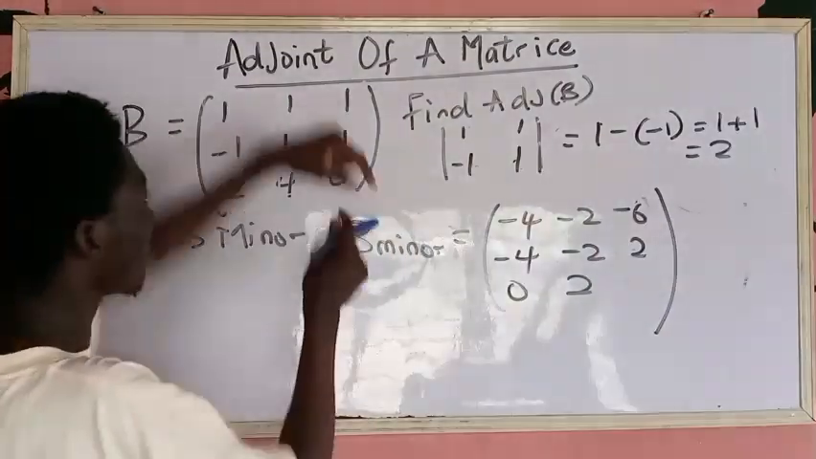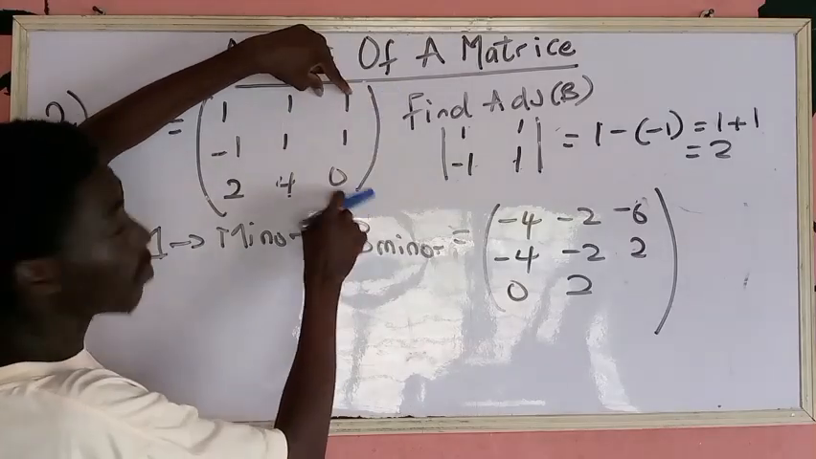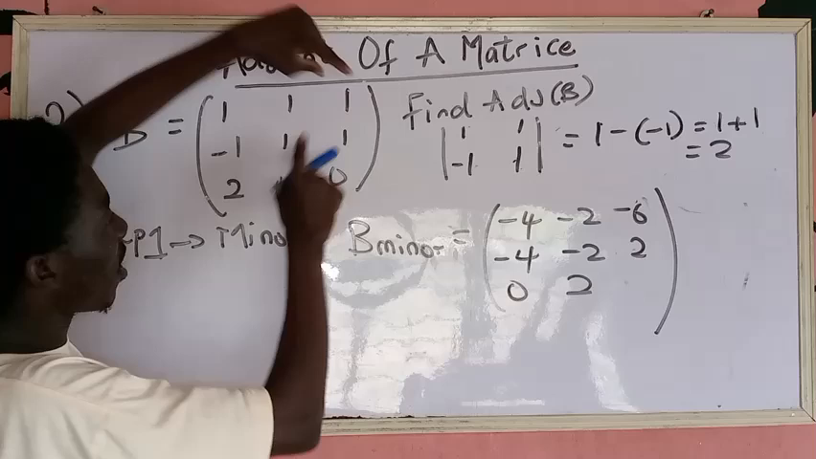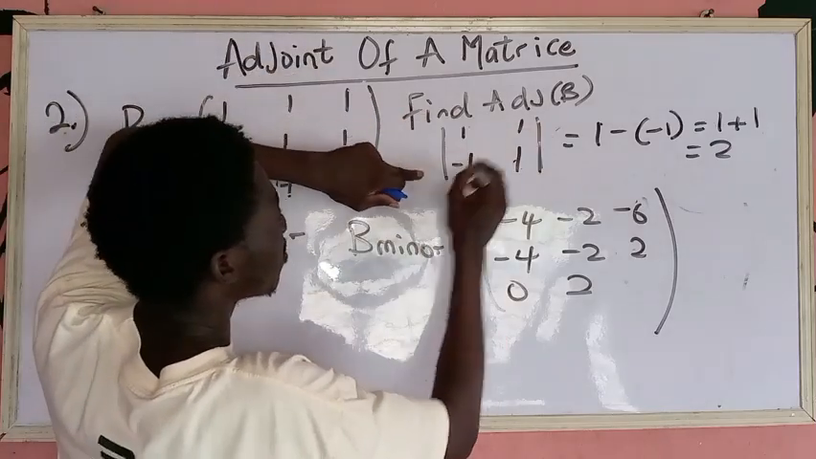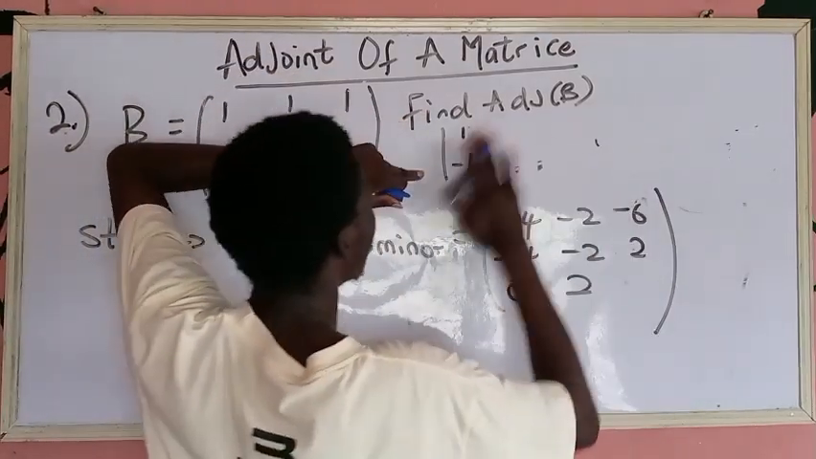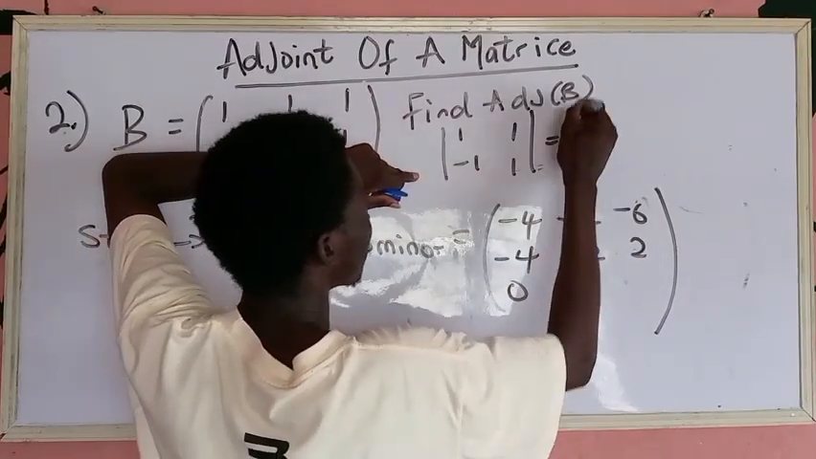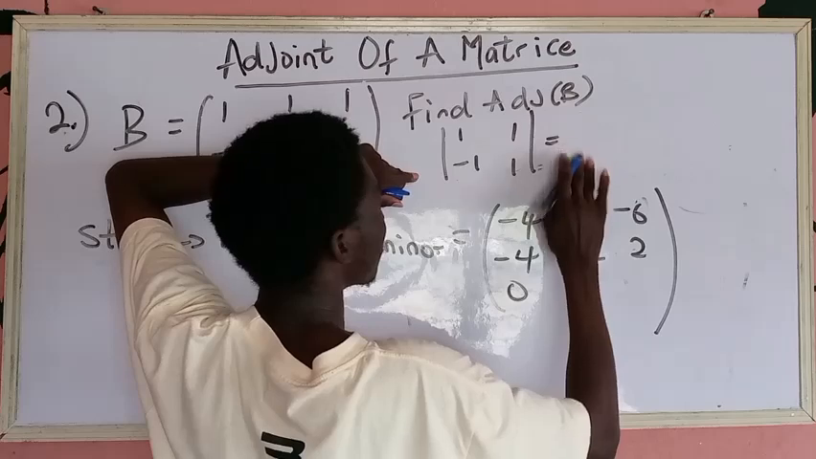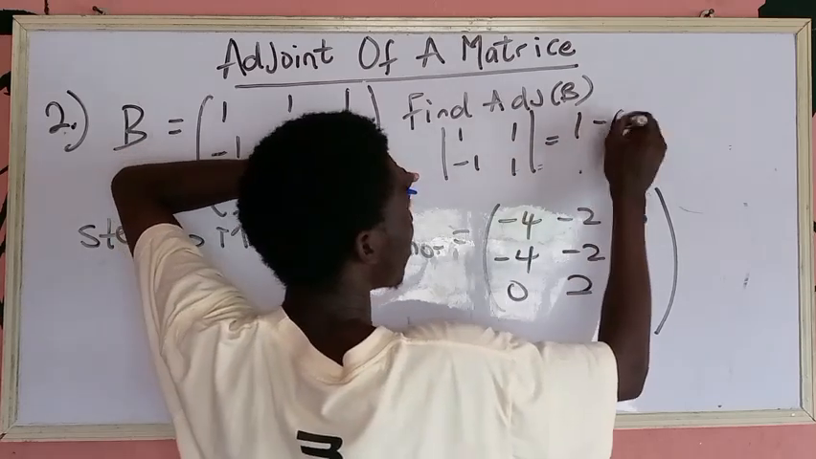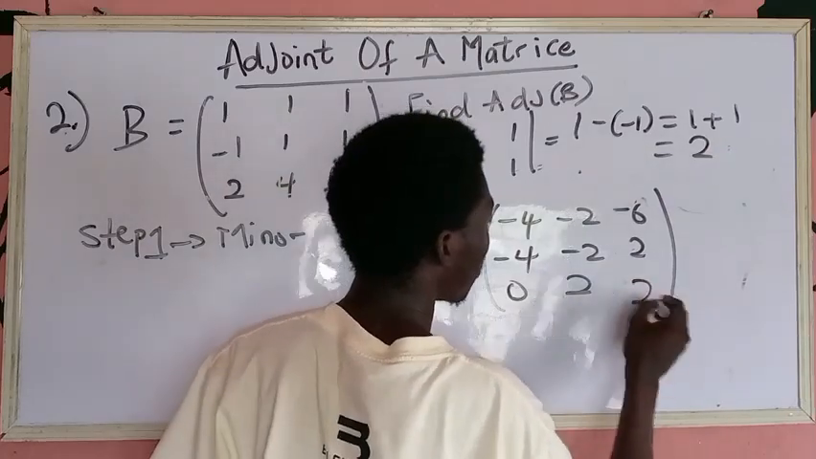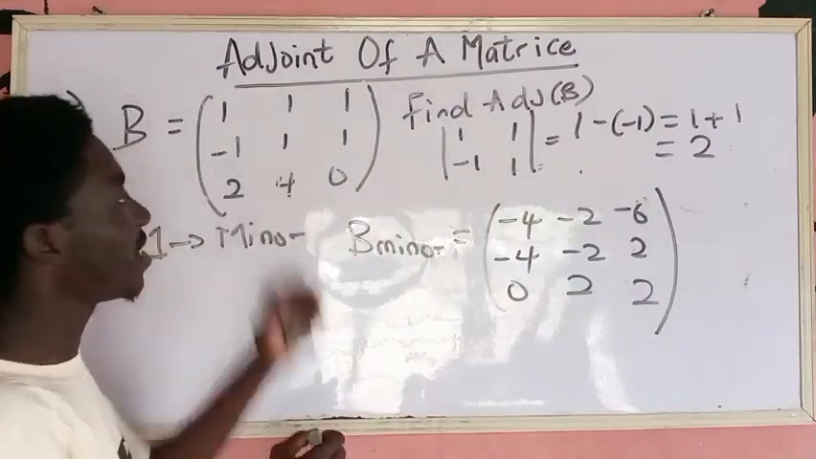Next one, I have a 0. 0 occupies this column and this row. So 1, 1, minus 1 and 1, and 1, 1, minus 1 and 1 also. So I have 1, minus 1, 1 and 1. 1 times 1 is 1. This and this is a minus 1, and you have 1 plus 1, and that is 2. So you have a 2 here. That is the minor of this matrix.